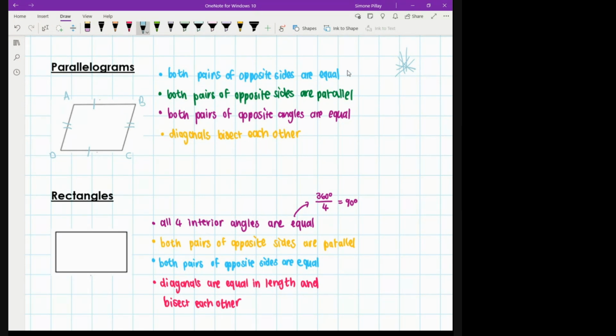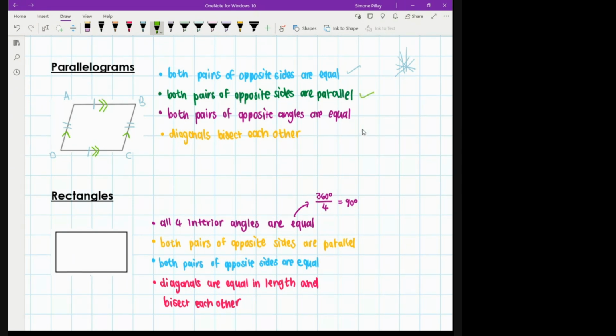So we've now done our first property. Both pairs of opposite sides are equal. Looking at the second property of parallelograms, we also have that both pairs of opposite sides are parallel. And so AD is parallel to BC, and AB is parallel to DC. Okay, so we have that my opposite sides are equal and parallel. Those are my properties of a parallelogram.